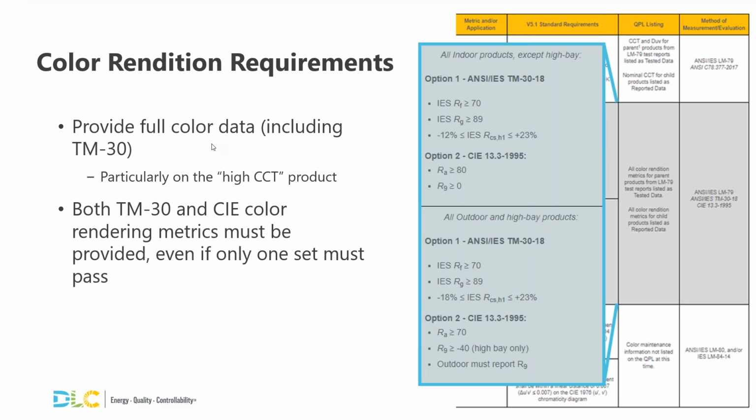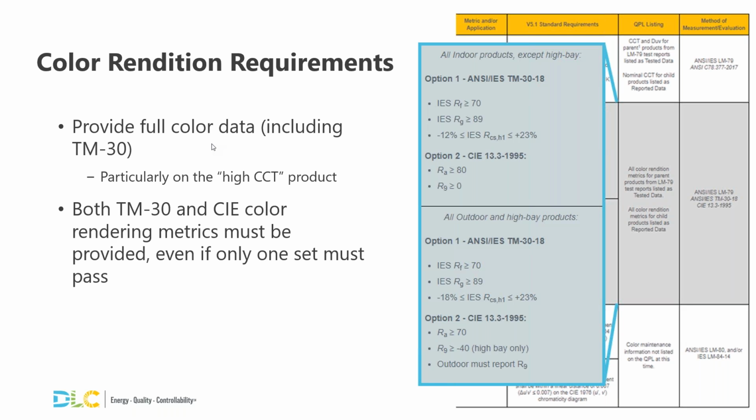As I mentioned, full color data must be provided on all products in your application form. Similarly, full color data, that is CRI, R9, and the TM30 metrics, must be provided in all LM79 color reports. The box section on this image on the right is from the version 5.1 technical requirements and highlights the minimum color requirements for DLC standard.